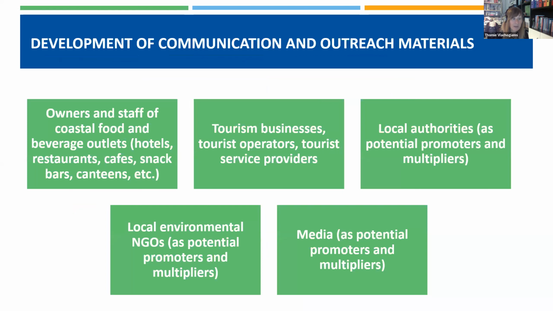So in this kind of measure, the main stakeholders are the owners and the staff of coastal food and beverage outlets, meaning hotels, restaurants, cafes, snack bars, canteens, located on the coastline. But obviously this can be implemented also for businesses that are not located on the coastline, but one way or the other, whatever is generated contributes, A, to the problem of waste, and B, it could also find other pathways to come to the coastal and marine environment. But here we focused on coastal businesses. Then tourist operators, tourist service providers, any kind of tourism business, local authorities, because they can act as potential promoters and multipliers of this kind of measure. Environmental NGOs, similarly, they can be promoters, and of course the media.